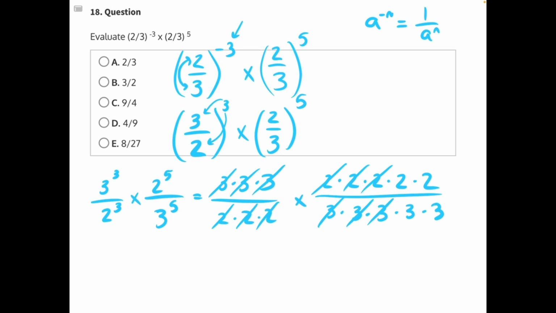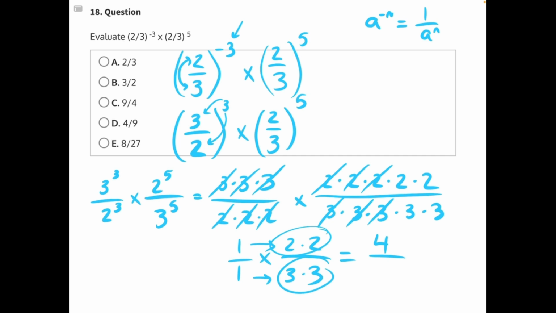So now we are left with 1 over 1 times 2 over 3 times 3. Anything times 1 is just itself. 2 times 2 will give us 4. 3 times 3 will give us 9. So 4/9 is our answer. Answer choice D.